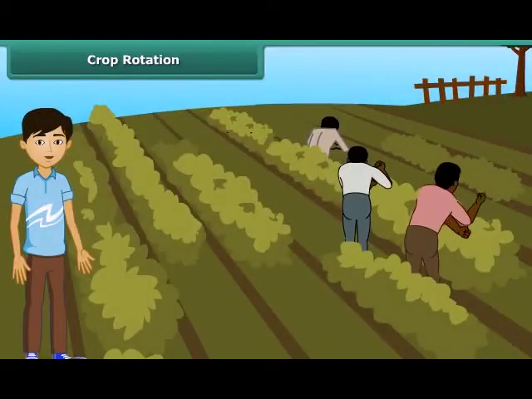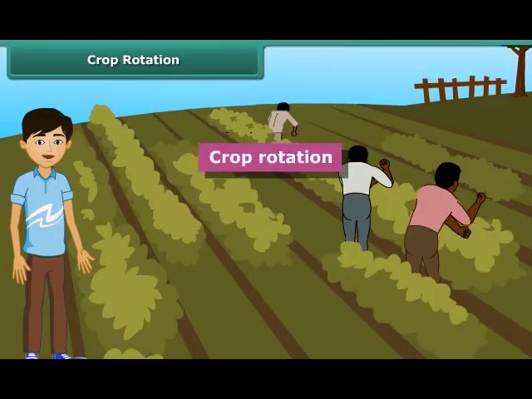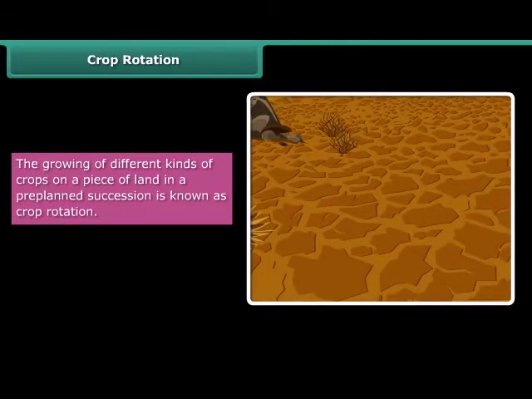Till now we have learned about manures and fertilizers and their uses. Now let us move on to know another method of replenishing the soil with nutrients. It is known as crop rotation. Do you know, when a cereal crop like rice is grown in the soil, it uses up a lot of nitrogenous salts, so that if another cereal crop is grown in the same soil, the soil becomes nitrogen deficient.